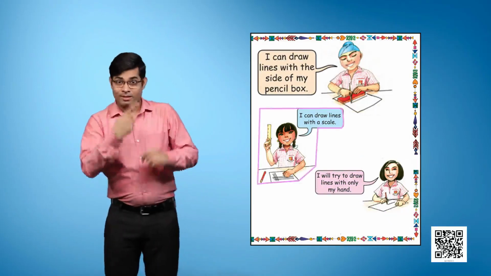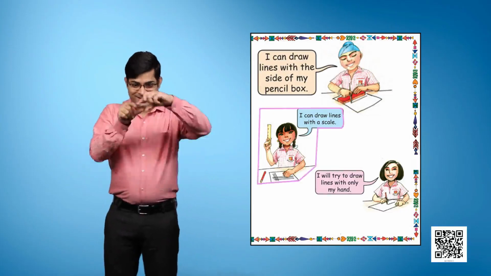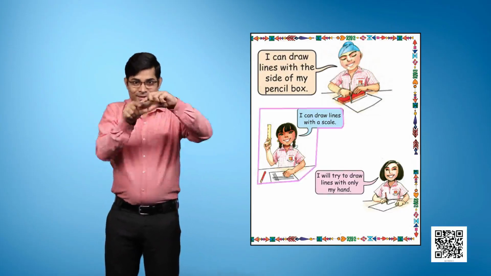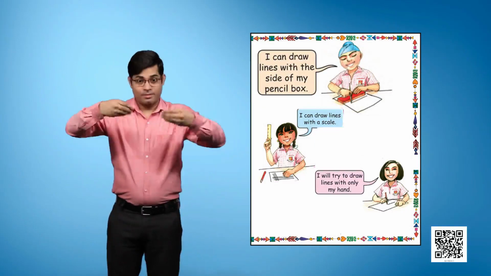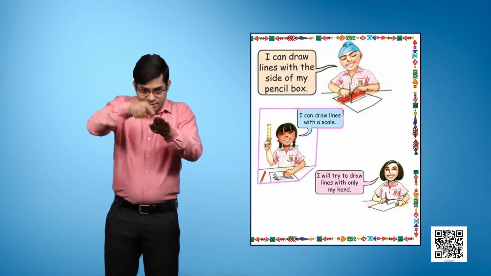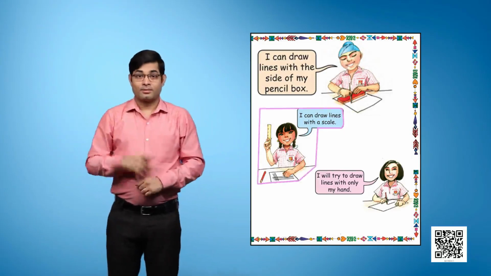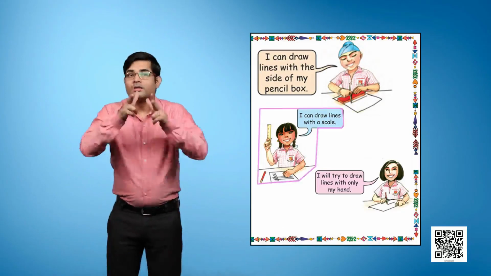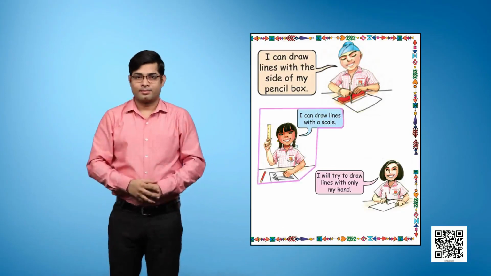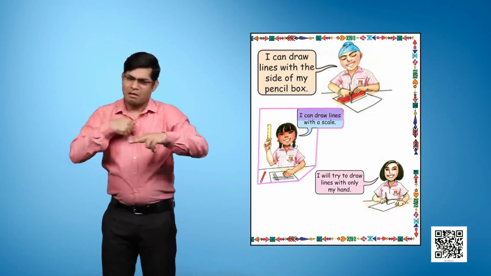Picture 4 shows Fatima has a scale in her left hand in upward position, and some crossed lines are drawn on the paper which is kept in front of her, and next to it there is a pencil. She is saying, "I can draw lines with a scale."